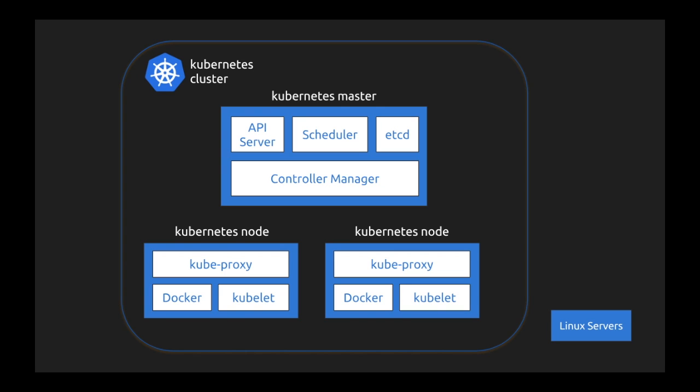etcd is the distributed key value store which Kubernetes uses for storing the metadata information and the information about these slaves in order to maintain the state of these slaves. The controller manager does the reconciliation of the states, and it checks whether the slaves are in a healthy state, and if there is a discrepancy, it instructs the scheduler in order to deploy new instances and destroy the existing ones.